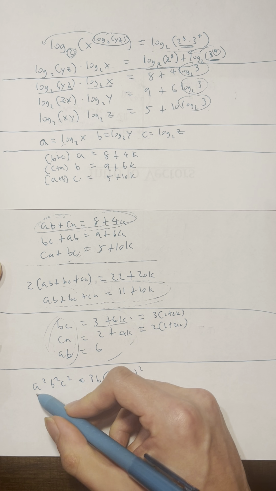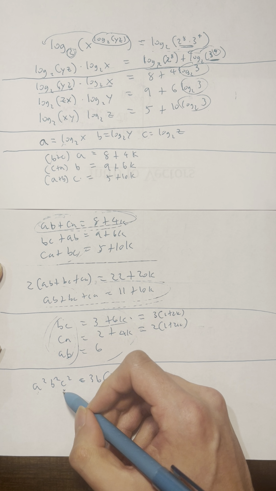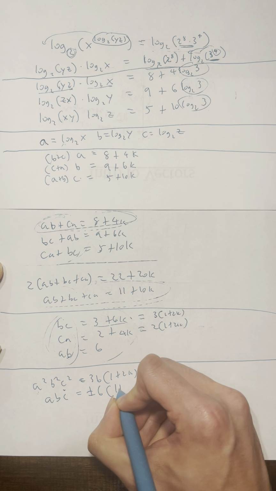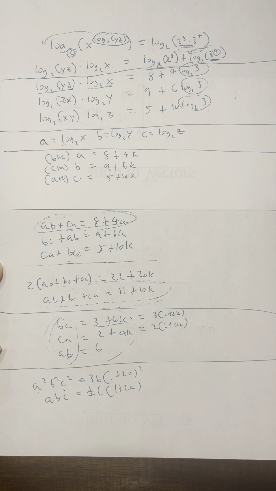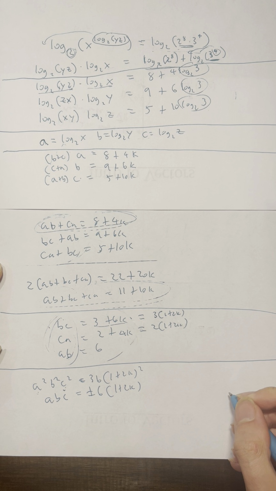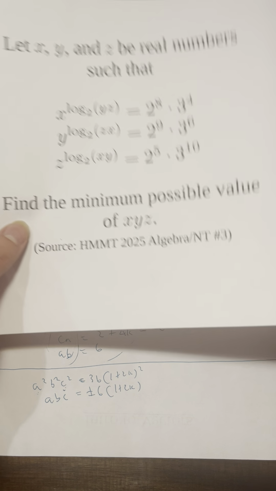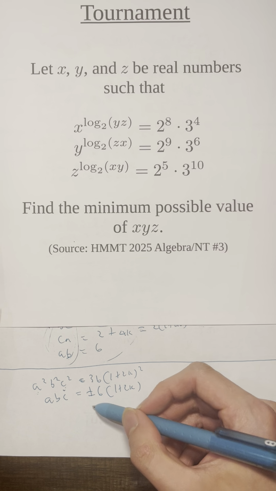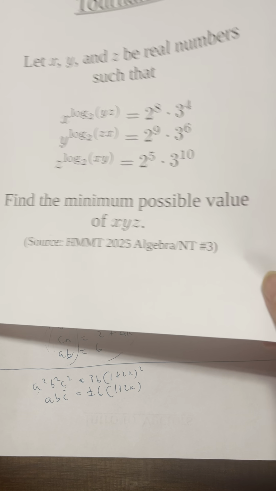So basically we take the square root, so we're going to get ABC is equal to plus or minus 6 times 1 plus 2k. And basically we can divide these equations into this to get A, B, and C by themselves. But once we get A, B, C by themselves, what's next? What's the question asking for? Minimum possible value of xyz. Okay, so it makes sense why they ask for the minimum, because there are going to be two possible values.